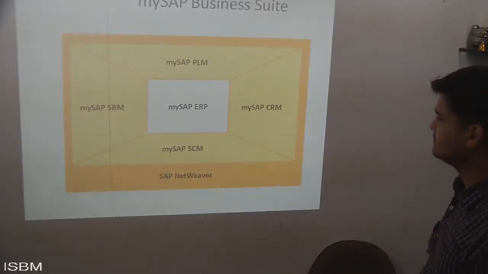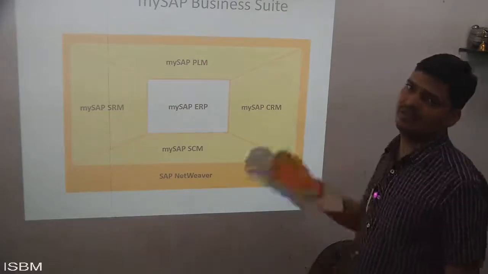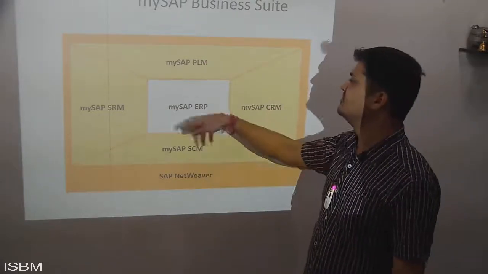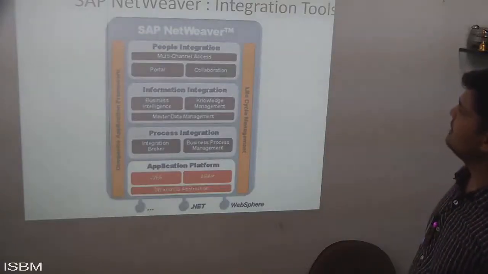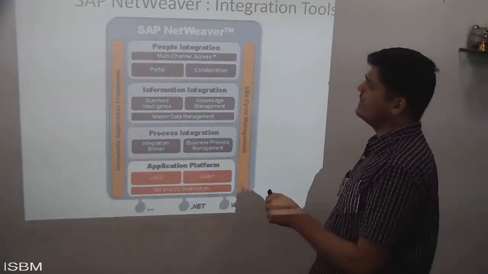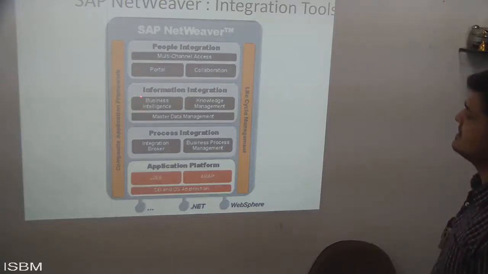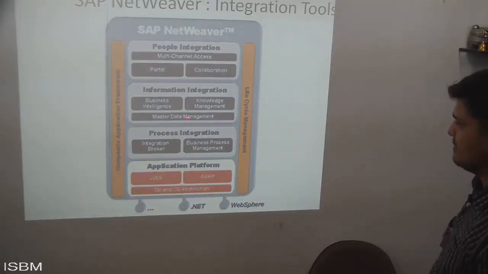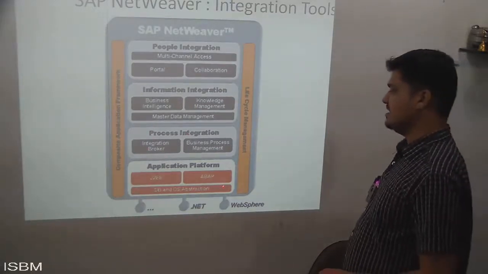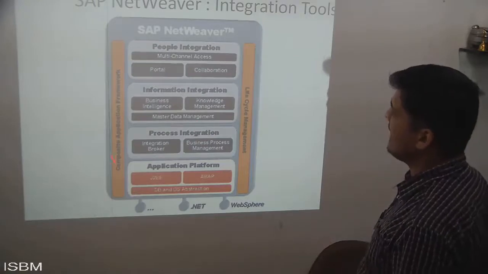So mySAP over here, this is SAP ERP, PLM, CRM, SCM and SRM, what we have seen on the R3 side, the same. So it is called SAP NetWeaver. SAP NetWeaver integrated tools are the tools which SAP has been using now. SAP NetWeaver has people integration, multi-channel access, portal collaboration, and information integration, in which business intelligence and knowledge management have come, and master data management, MDM, which is a new technology. Process integration has integration broker and business process management, and application platform J2EE, ABAP, and DB OS platform we are providing over here. So these are the complete package of NetWeaver.